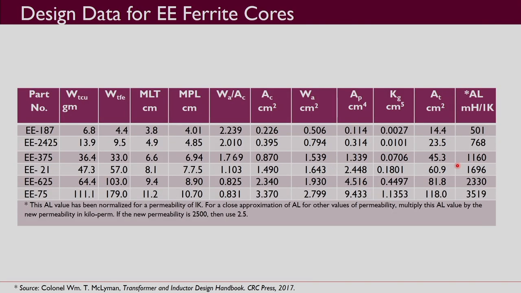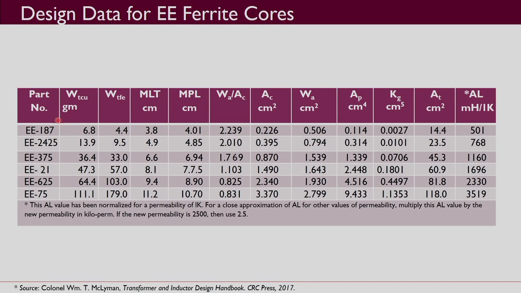Other important data which you have to note down from the manufacturer's data sheet is your design data. Design data is also provided by the manufacturer. So for those same EE cores, this design data is given. WTCU is given in grams, this is your copper weight. So you have to wind copper wires on it, so what could be the copper weight? That is given. And then the weight of iron, basically the weight of the ferrite, is also provided by the manufacturer.